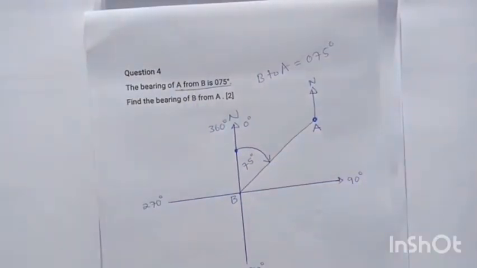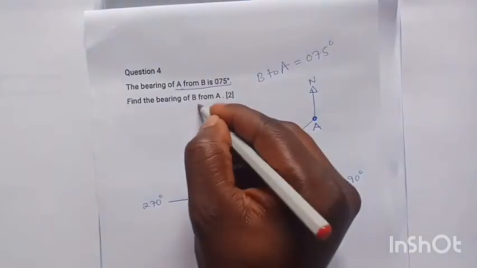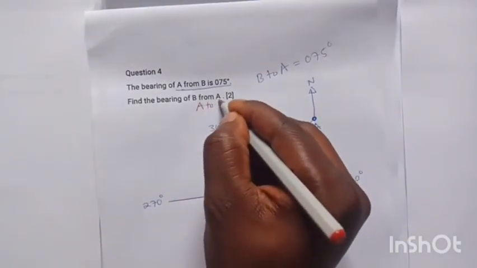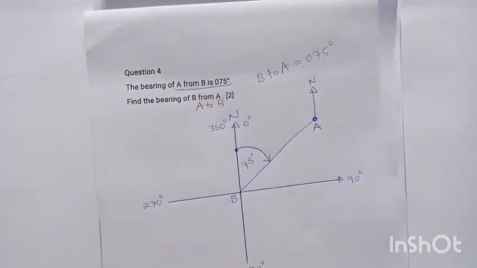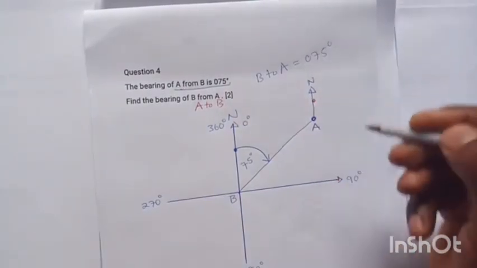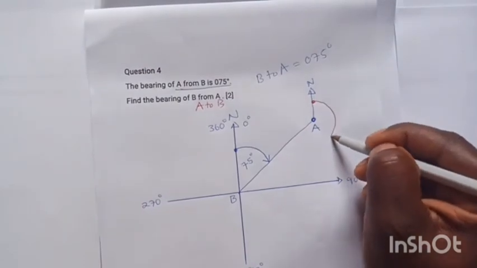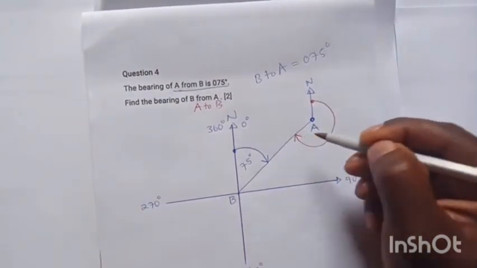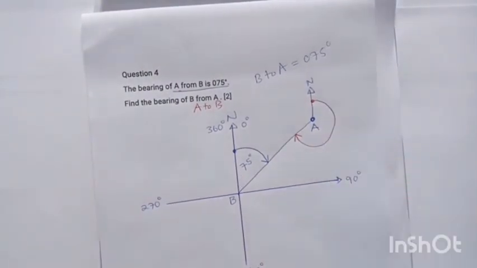So we now move on to the question. Find the bearing of B from A. B from A is as good as A to B. I hope you are following. So I need to measure this angle from the North Pole of A, moving in a clockwise direction to touch the line connecting A and B. This red arrow is the one which is representing the required bearing. So how can we find the required bearing?